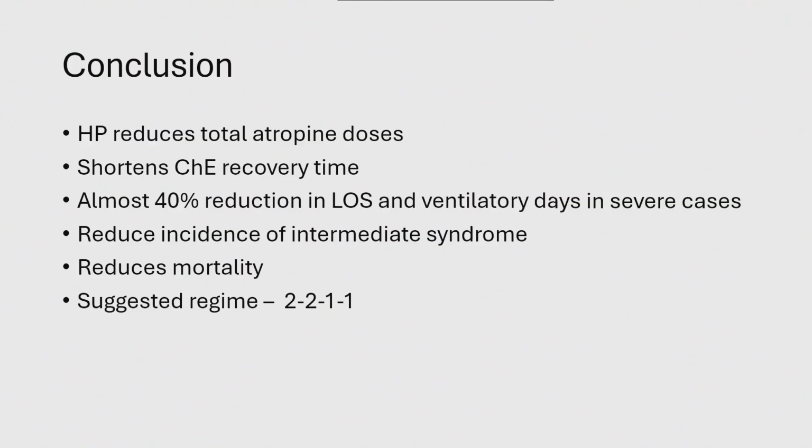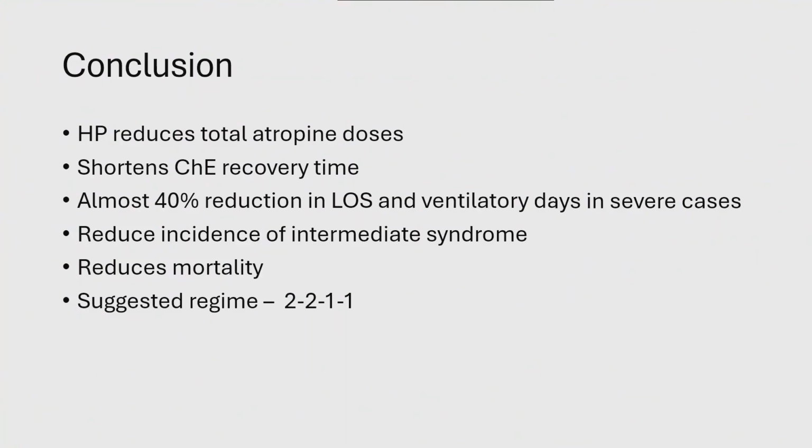But if you do early hemoperfusion in these patients, there are very large studies. This is a prospective study, 260 patients. Another study, a randomized controlled trial from South Africa, 40 patients. Another study, 136 patients. The conclusion of all the studies is that hemoperfusion reduces the total atropine dose, so it will reduce atropine toxicity. It shortens the cholinesterase recovery time. Almost 40% reduction in the length of stay and ventilatory days. That is very huge, especially in severe cases.